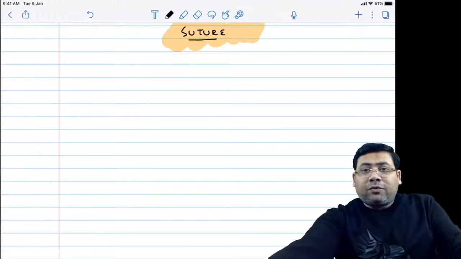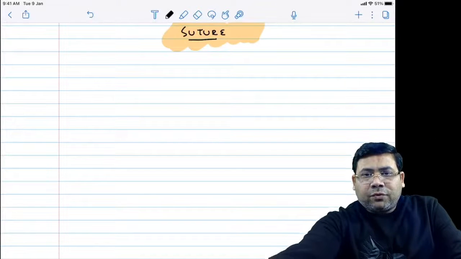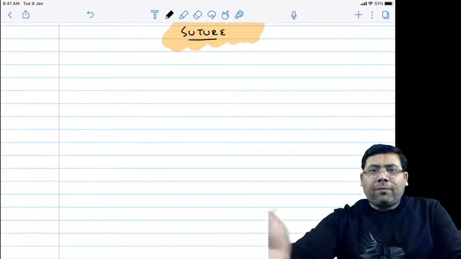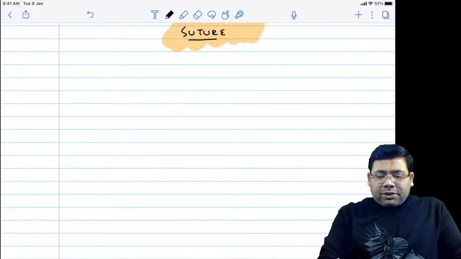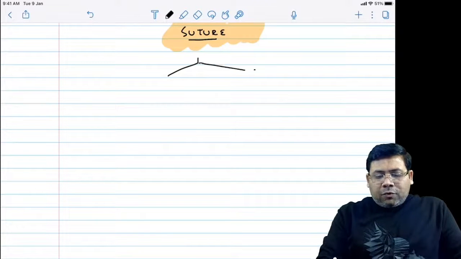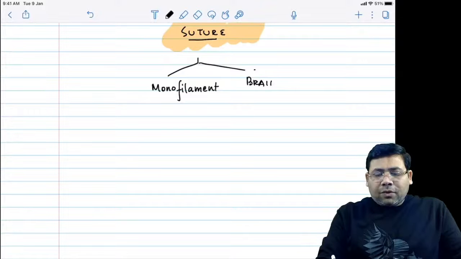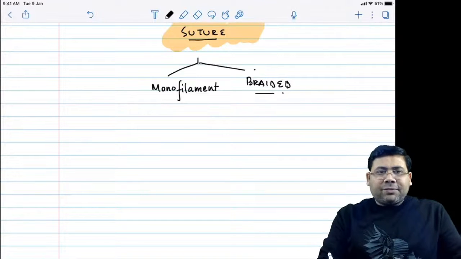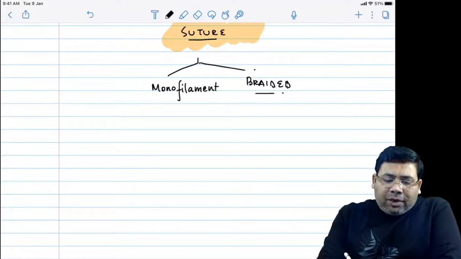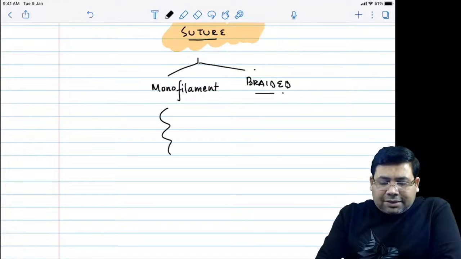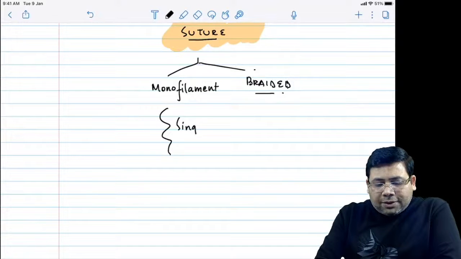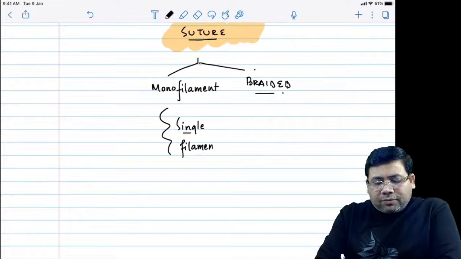Now there are two types of sutures. What are the types of sutures? A suture could be a monofilament suture, or a suture could be a braided suture. So we have monofilament versus braided suture. What do we mean by monofilament? Monofilament means a single fiber, a single filament. This is a monofilament suture.